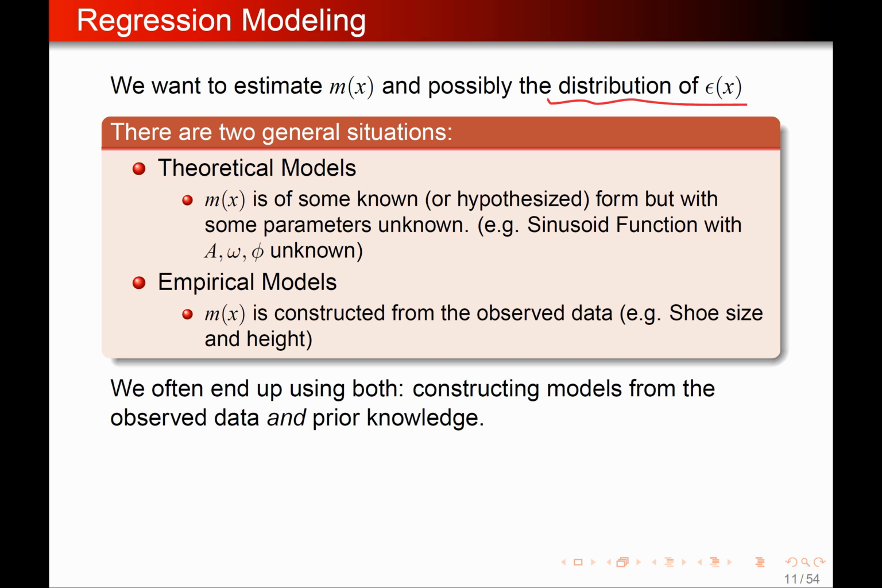So there are two general situations. The first one is theoretical models. So m(x) is of some known or hypothesized form, but with some parameters unknown. For example, if we were given the sinusoid function with amplitude, omega, phi unknown. And the second one is empirical model. m(x) is constructed from the observed data, for example, the shoe size and height. So we often end up using both, constructing the model from the observed data and the prior knowledge.